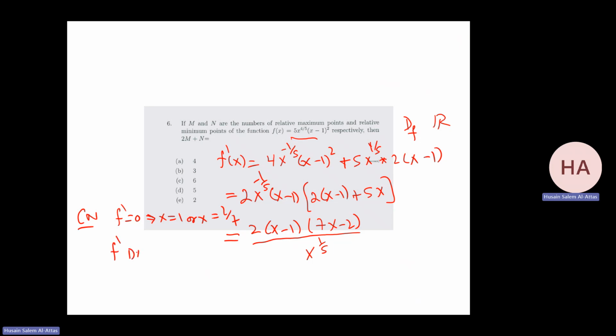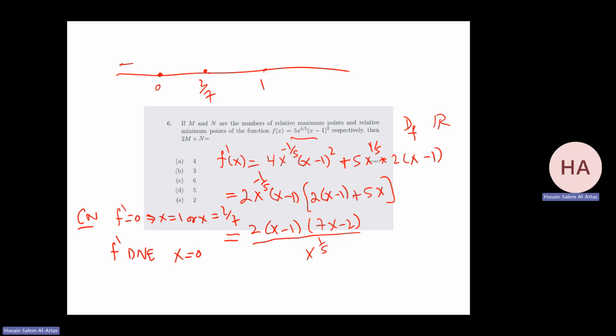F prime does not exist. I have x equals 0. So we'll put the real number line. That will be 0, 2 over 7, and 1. I have to check the sign now. Take a value less than 0, negative. It will be 2 times the negative times the negative over the negative. That will be negative.